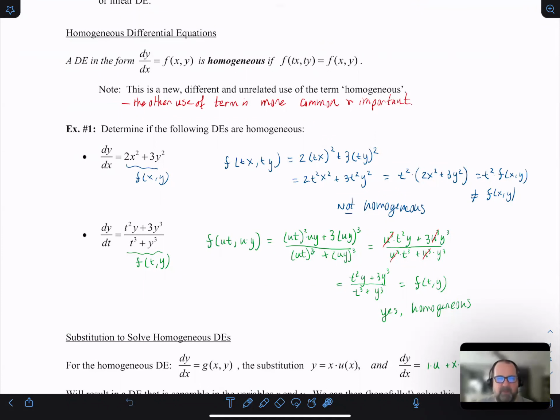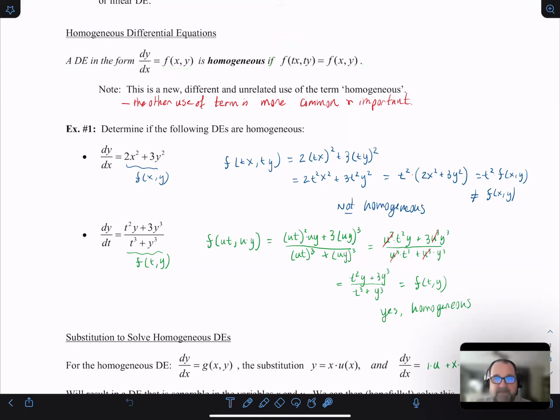So this is the term that is used. Again, it is a bit of a duplication in terms. The other use of the term homogeneous is actually probably the more important one. In this section, when we say homogeneous, we mean the following. A first order differential equation in normal form, dy/dx equals f of x,y, is called homogeneous if the function on the right-hand side, the f of x,y function, behaves this way.